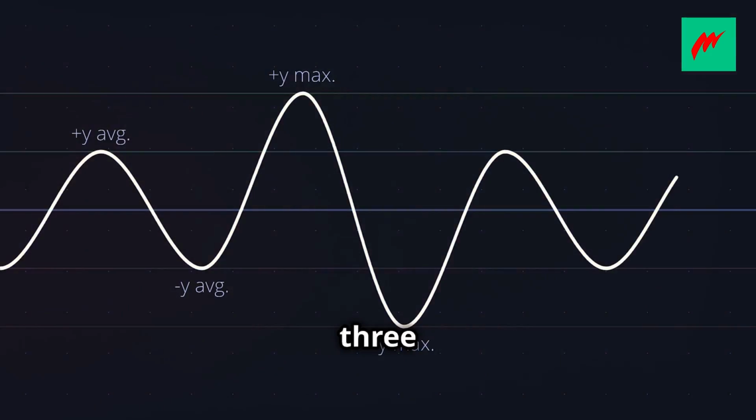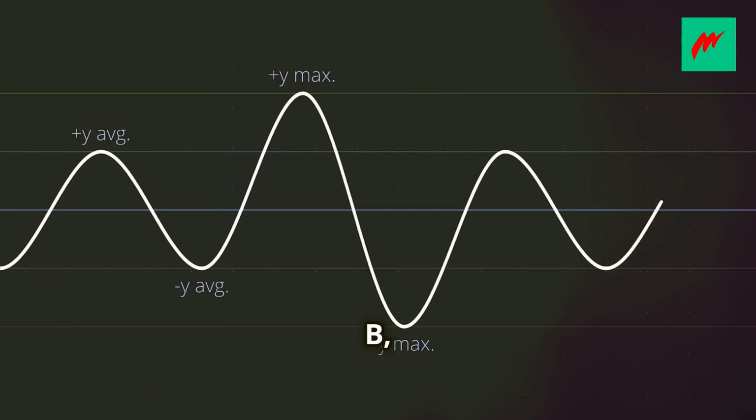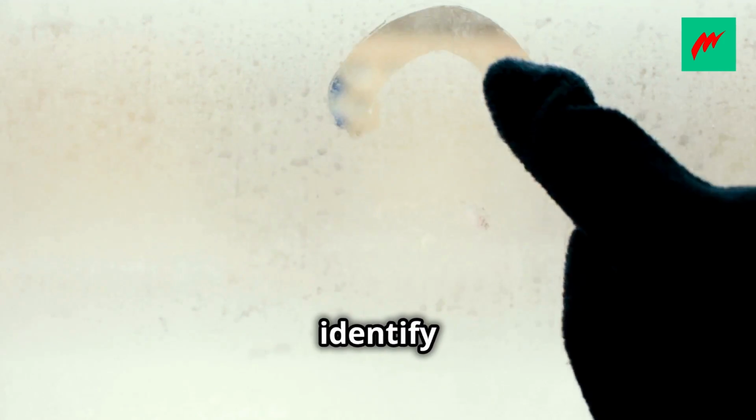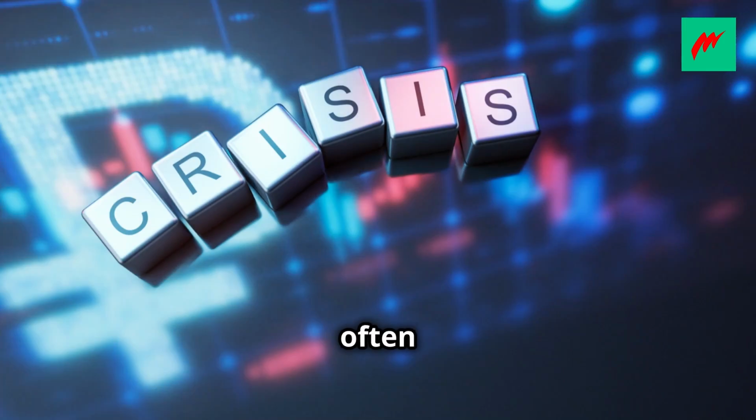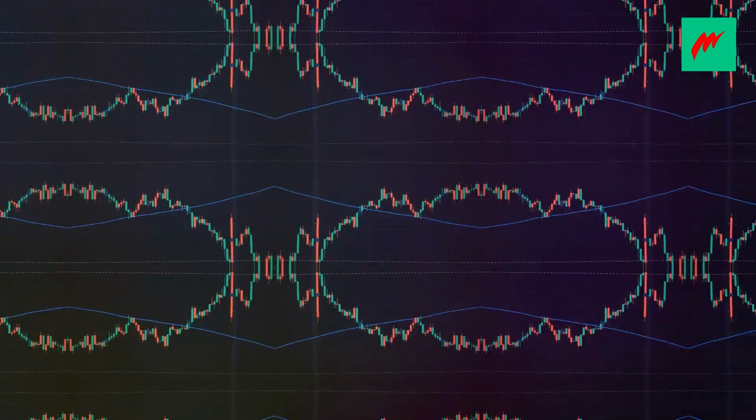Corrective waves are made up of 3 subwaves that move against the main trend. They are labeled A, B, and C. Corrective waves are typically more complex and challenging to identify than impulse waves, often taking on different shapes and patterns.